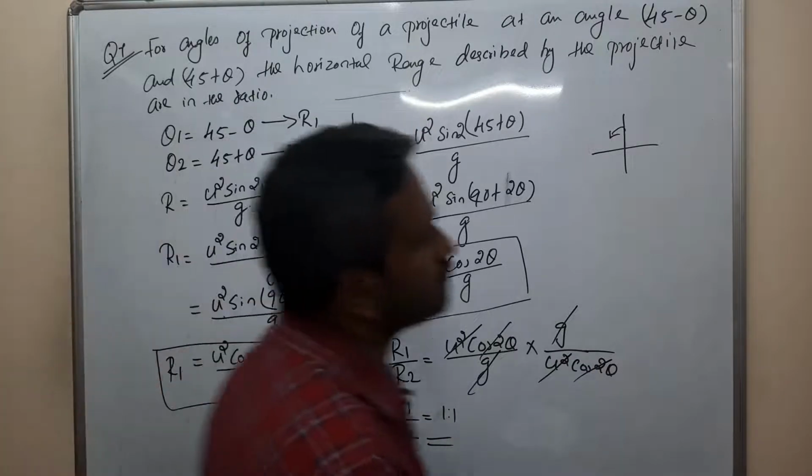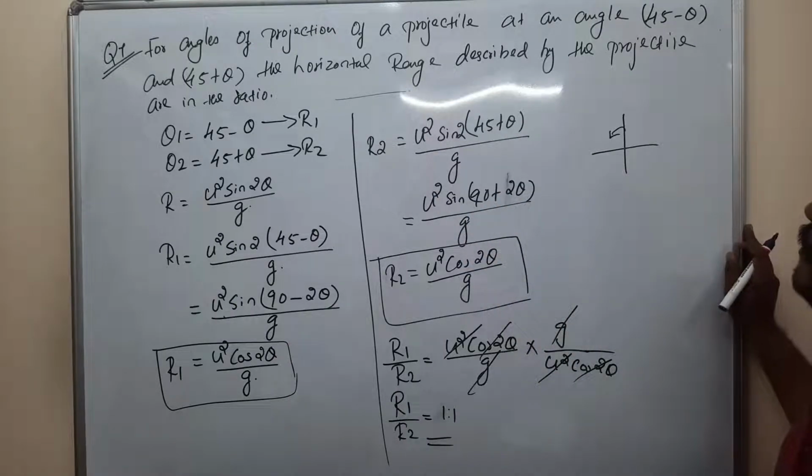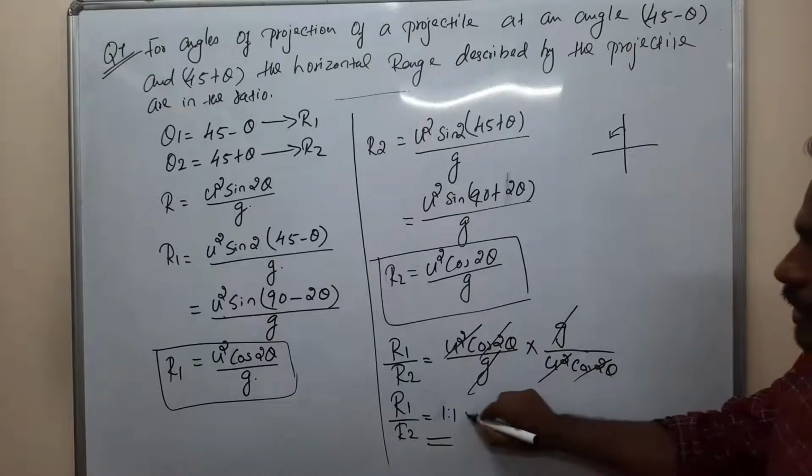Clear? So we had to find the ratio of the horizontal ranges described by the projectile, that is 1:1, that is the answer. Clear?